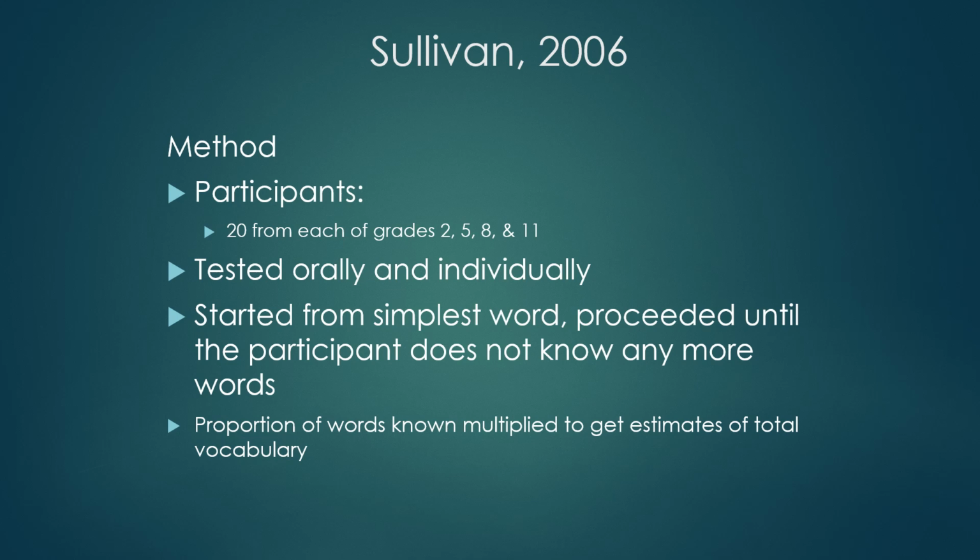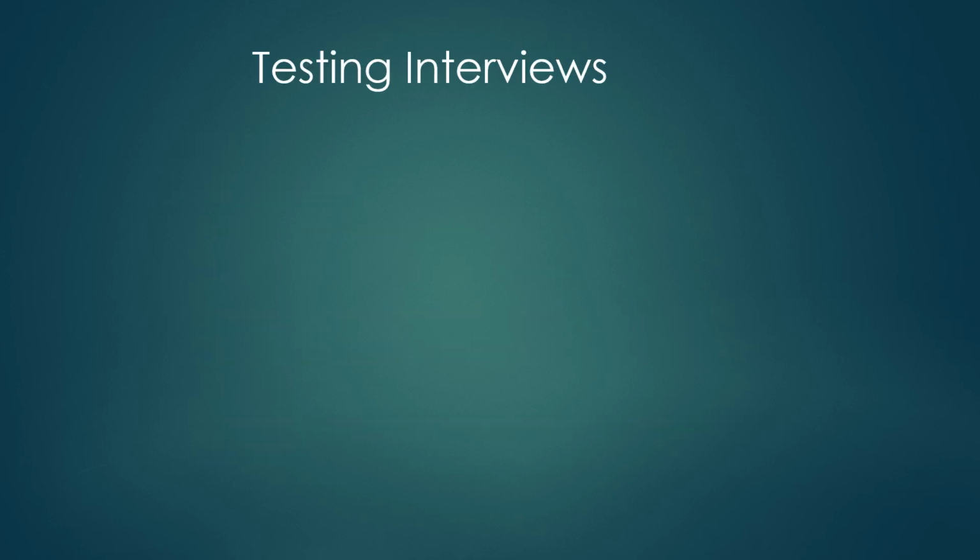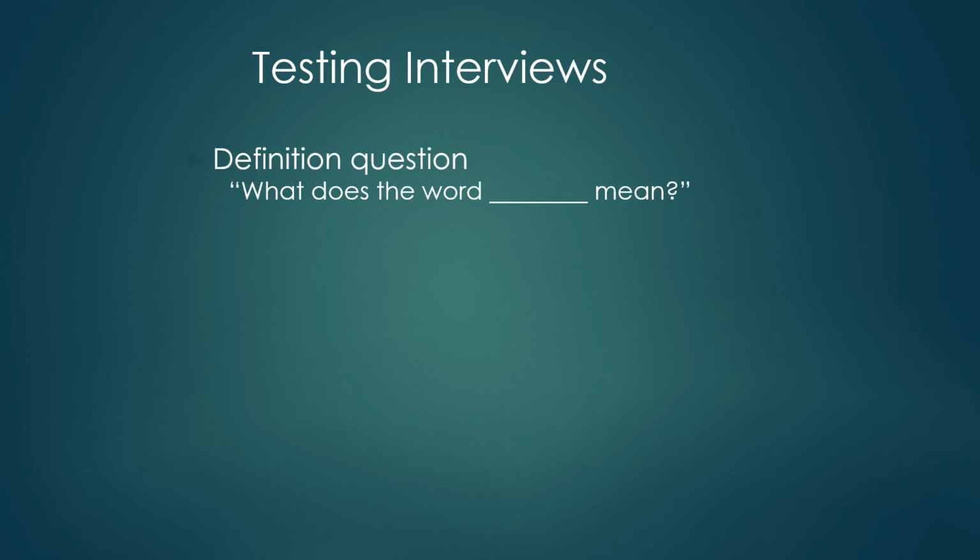Then I multiplied the number of words the child knew to get the total number that they would know if I had tested them on all the words in the dictionary and not just every 1,000th word. I asked them 3 types of questions for each word. The first was a definition question. What does the word closet mean?